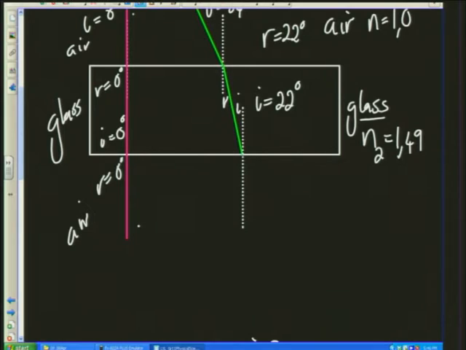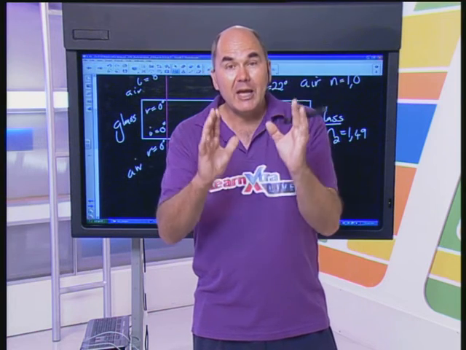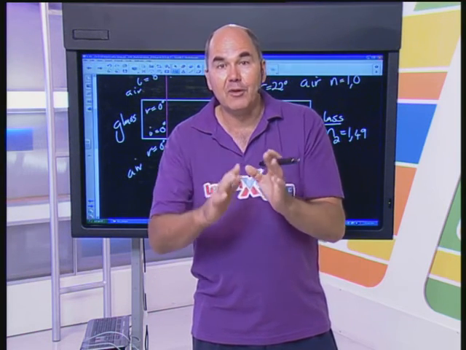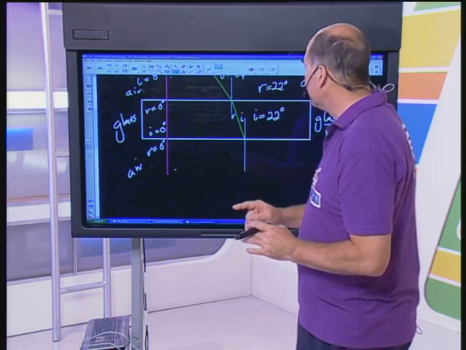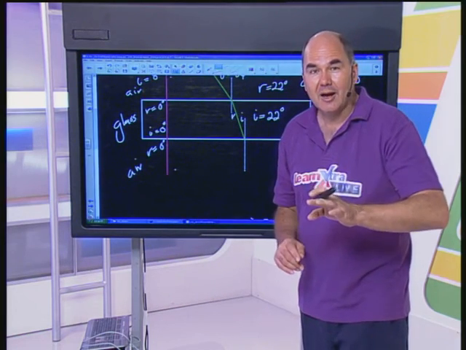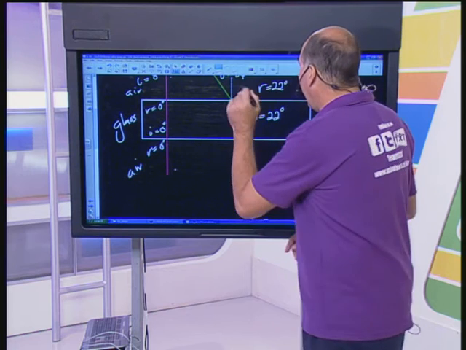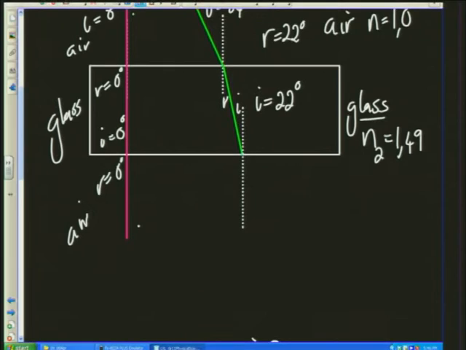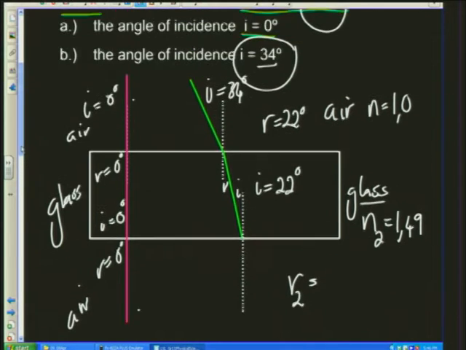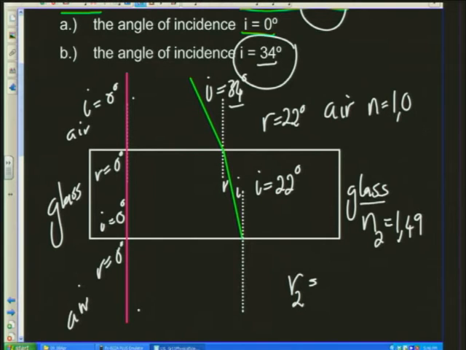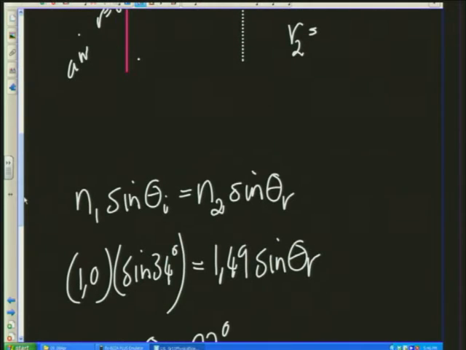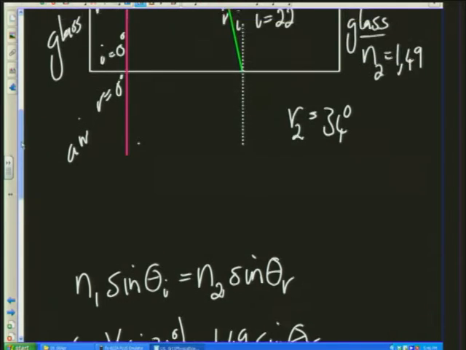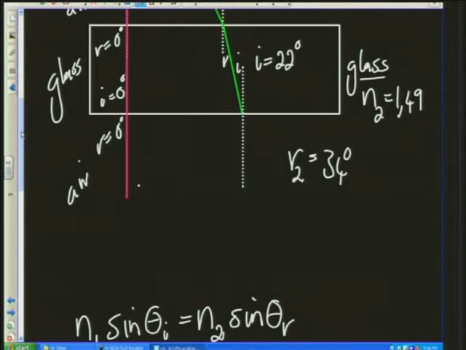Guys, I'm going to leave you to calculate the size of the angle, but I'm going to tell you what it is. Can you guess? I guess that the angle of refraction here, the second angle of refraction, is going to be the same as the first angle of incidence, which was 34 degrees. Now, you can go and confirm that, put it into Snell's law, do the calculation, and you will see it is.